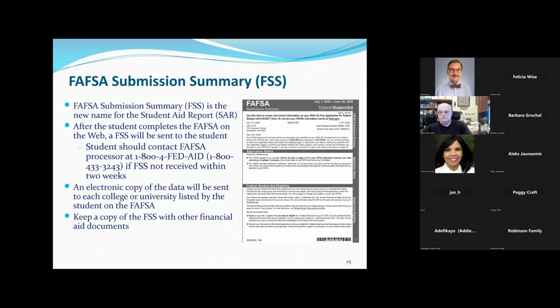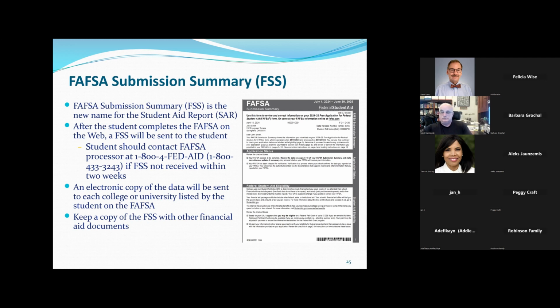You should call 1-800-4-FED-AID, that's F-E-D, A-I-D. Numerically, that's 1-800-433-3243, or check on the status of your FAFSA by going to fafsa.gov using the student's FSA ID.